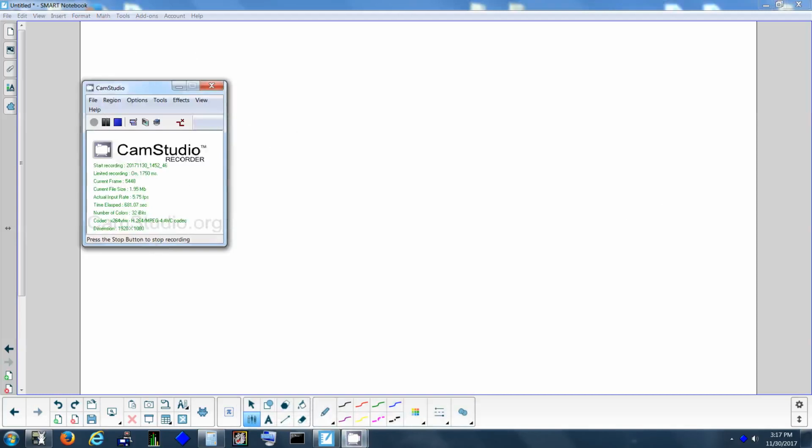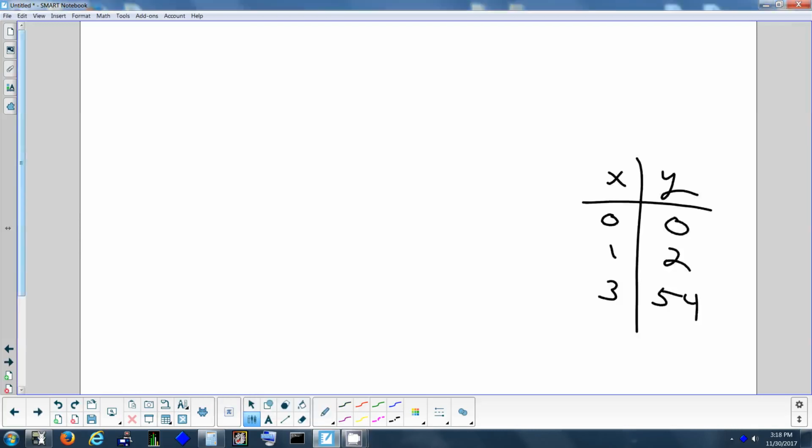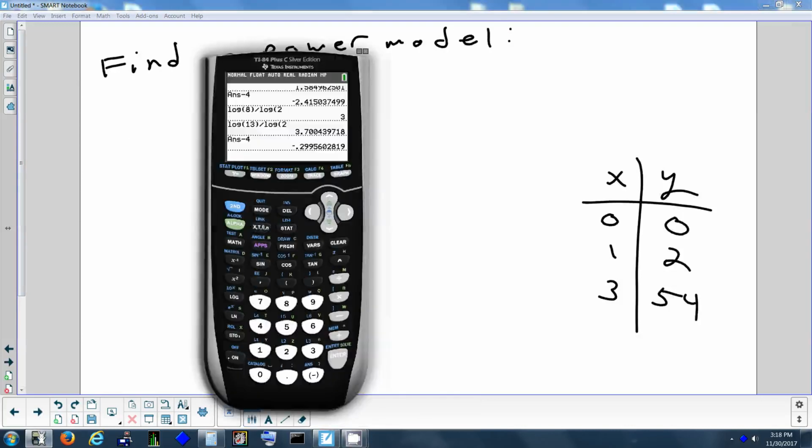Okay, next thing that you want to know for the test is how to do a power model. Any questions on the power model? Is that the one typing in the calculator? Yeah. All right, so we're going to find a power model, and we're going to use the data that's in the table right there. First thing you have to do is type the data in. So go to Stat, Edit. If you have stuff in L1 and L2, you can get rid of it. Otherwise, now you need to type it in. So 0, 1, 3. Those are my x's. 0, 2, 54.